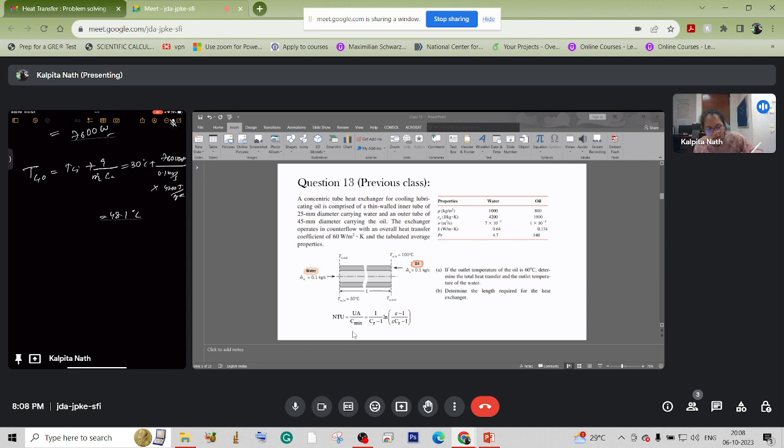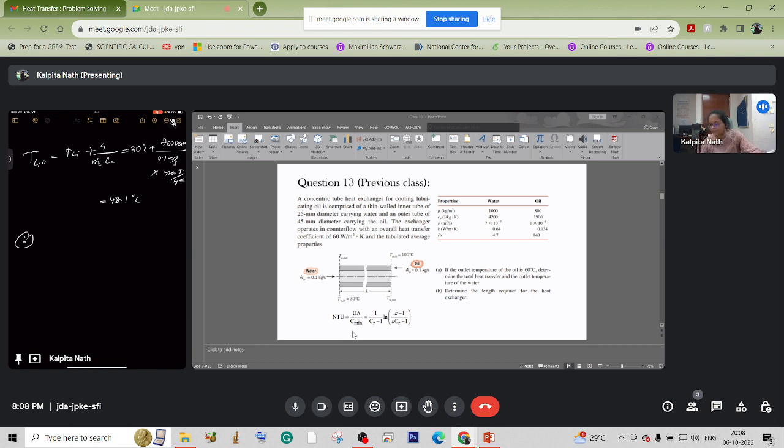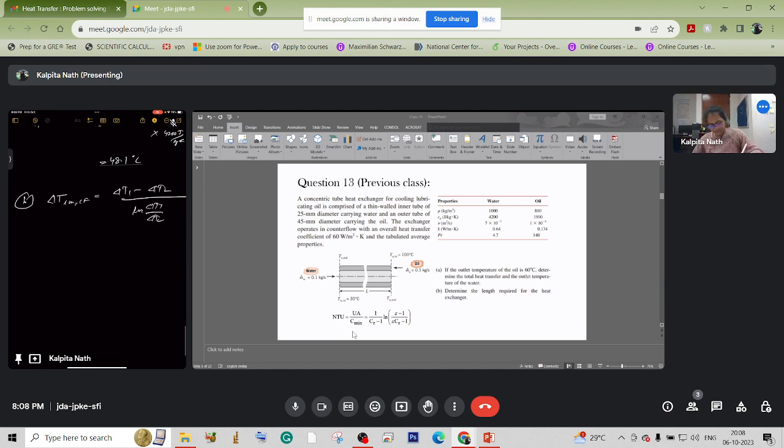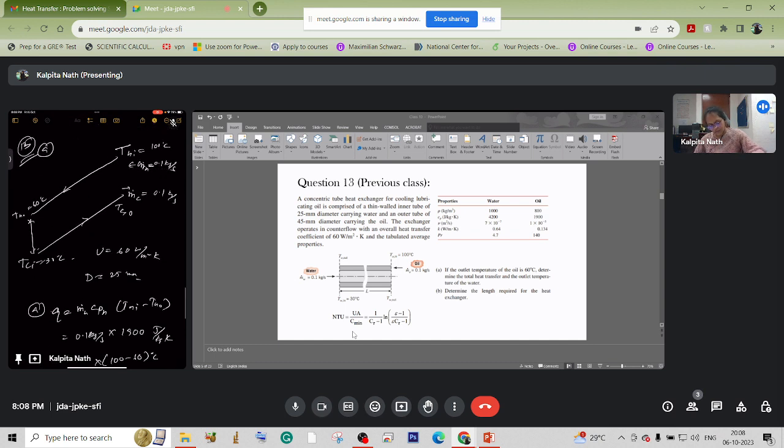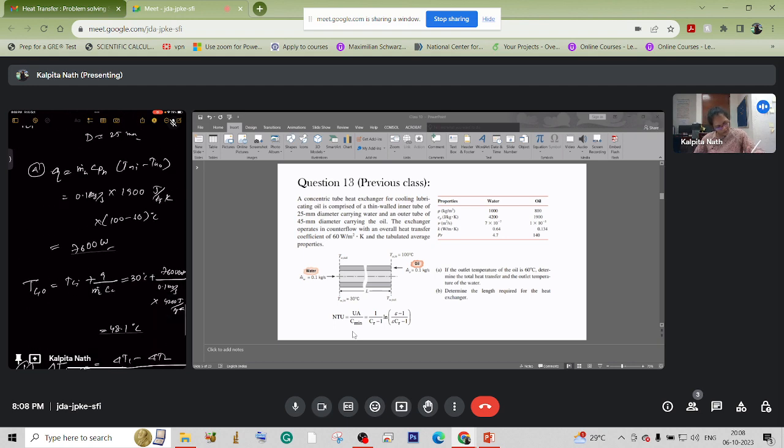Okay, so now it's done, and now for part B, determine the length required for the heat exchanger. So for part B, we just need to find out the length. For that, we need to find first the LMTD for counter current flow. So that is del T1 minus del T2 upon ln del T1 upon del T2. So this is del T1. So the outlet temperature we already found, that is 48.1.